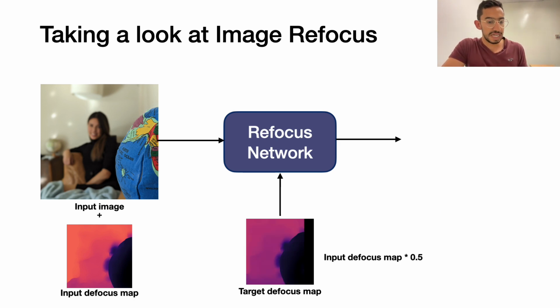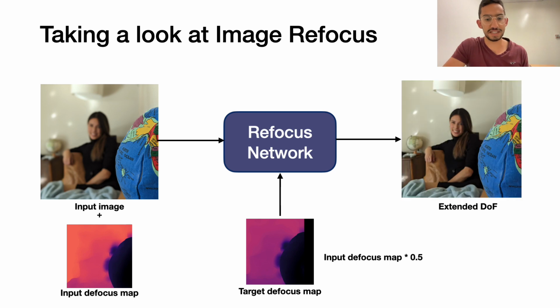So for example, you can scale the input defocus map by half, and that's equivalent to making the aperture half the size and extending the depth of field. So in our work, we use image refocus as a proxy task to make the network do arbitrary defocus control by manipulating just the target defocus map at test time.